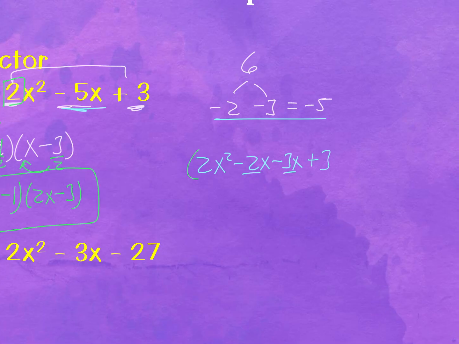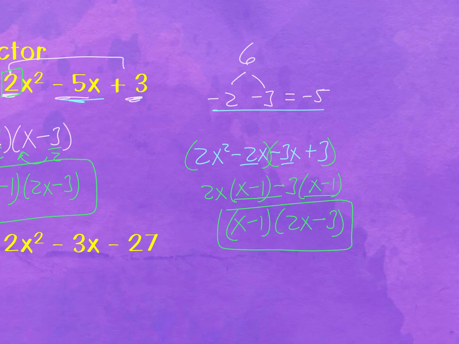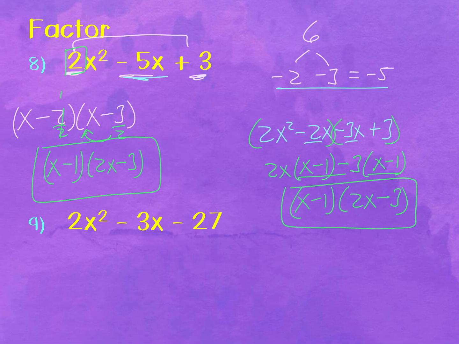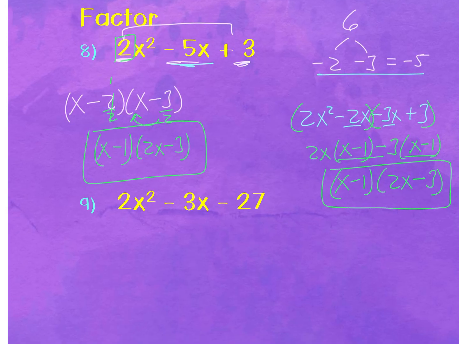And then you can group the first two, group the second two. The GCF of the first group is going to be a 2x, and you're left with an x minus 1. The GCF of the next group is going to be a negative 3, and so you're left with an x minus 1 as well. Those factors match, and so we get x minus 1, 2x minus 3. All right, see that we get the exact same answer. So it does not matter how you do it, that is a choice for you.